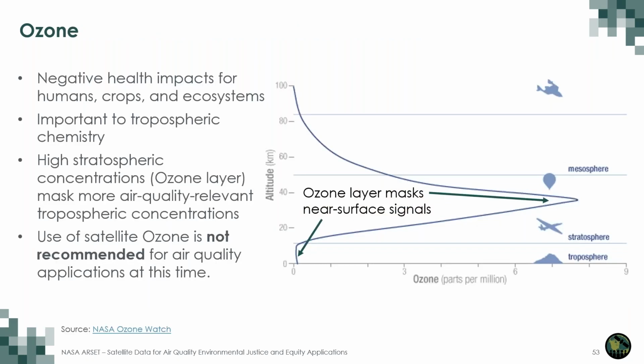Regarding ozone, despite its being an important atmospheric pollutant near the ground level, it's very difficult to accurately observe near-surface ozone from satellites. That's because the high levels of ozone in the stratosphere, which is the ozone layer you've probably heard about, tend to overwhelm the much smaller signals of near-surface ozone in the satellite data. Although there are data products which attempt to disentangle the stratospheric and tropospheric ozone signals, at this point, we typically recommend against using satellite-derived ozone information for air quality applications specifically.